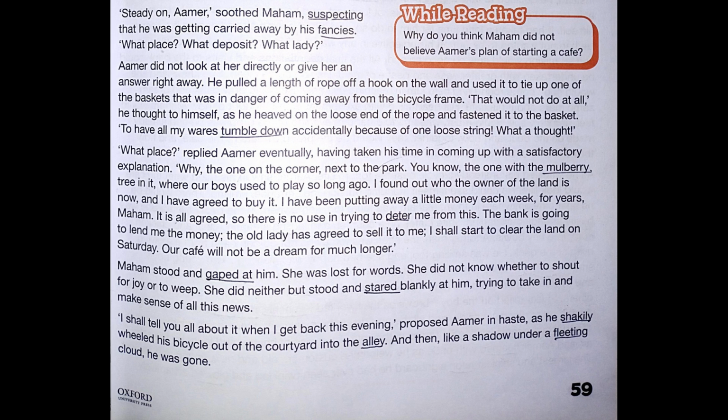He pulled a length of rope off a hook on the wall and used it to tie up one of the baskets that was in danger of coming away from the bicycle frame. That would not do at all, he thought to himself, as he heaved on the loose end of the rope and fastened it to the basket. To have all my wares tumbled down. Tumbled down? Of a building falling or fallen into ruin. Tumbled down accidentally because of one loose string.